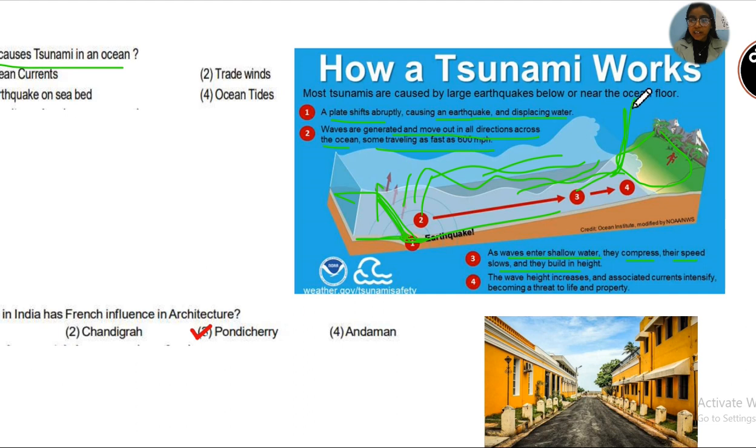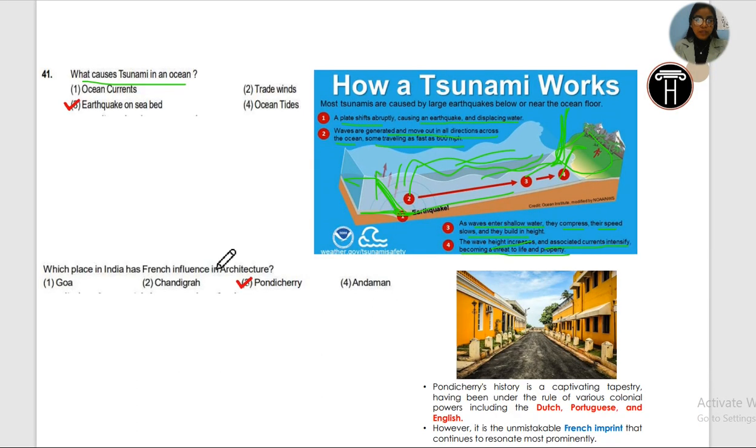They get built in height and in this manner it causes a tsunami. The wave height increases and associated currents intensify, becoming dangerous to life and property, and in this manner the tsunami happens.